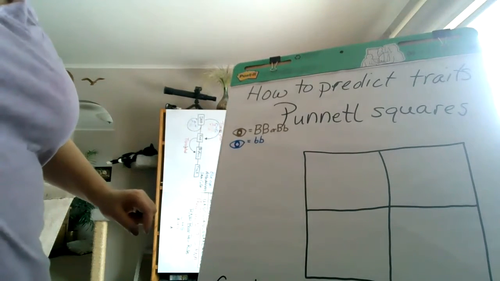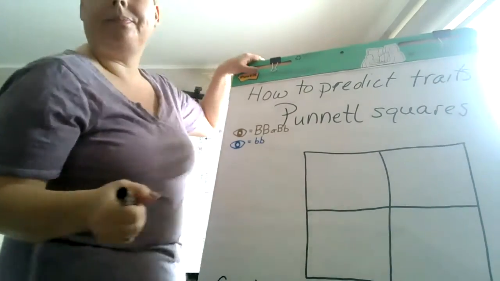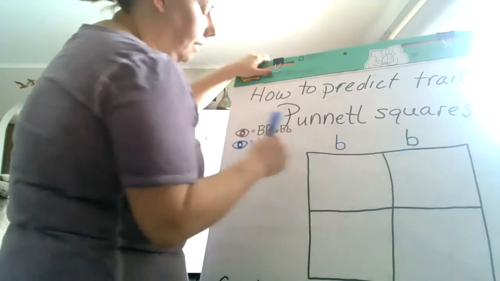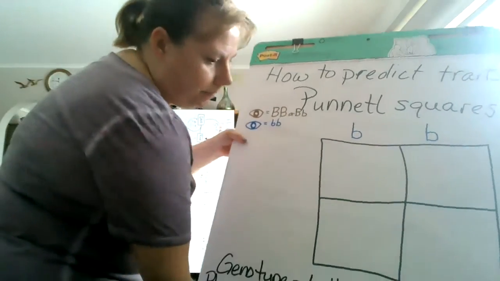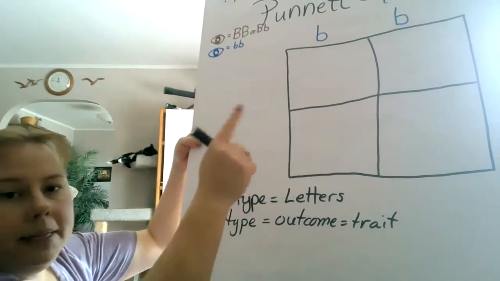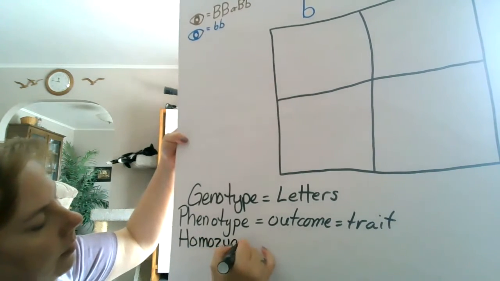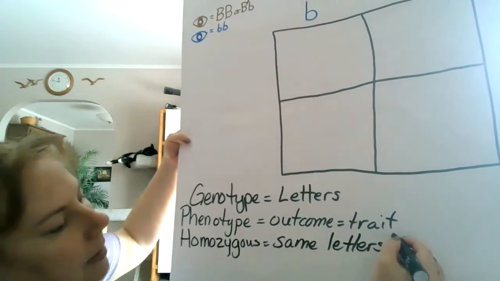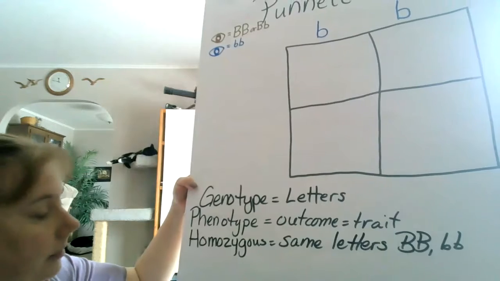Okay, so we're gonna say we have a person with blue eyes. And if they're gonna have blue eyes, they're gonna have to have little b, little b. And we're gonna learn a new keyword, okay? We're gonna learn about heterozygous and homozygous. So the little b, those are the same. That is gonna be homozygous. Same letters, okay? So that would be big B, big B, or little b, little b. Those are both homozygous because they're the same letters.